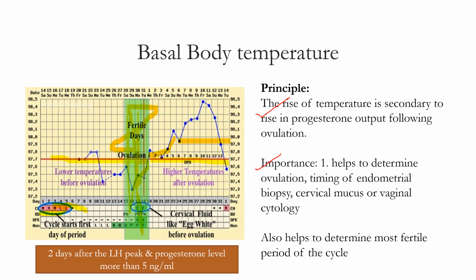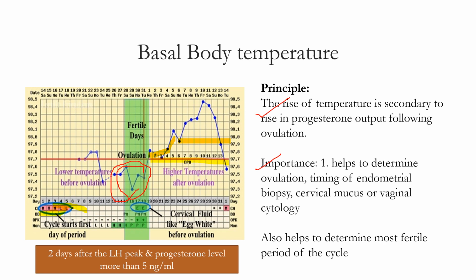So that's why it is known as biphasic pattern. One important point is this: there may be a drop in temperature to about 0.5 degree Fahrenheit before the rise, and it almost coincides with either the LH surge or ovulation.